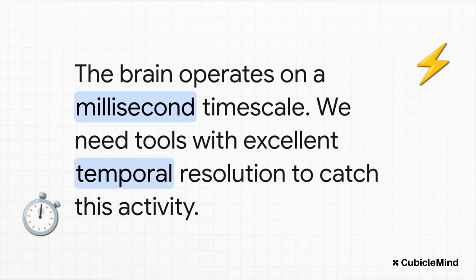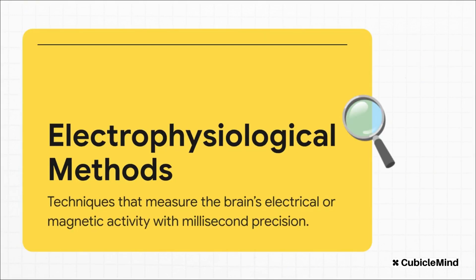So we need tools that are fast enough to catch that electrical buzz right as it's happening. We're talking about incredible temporal resolution. And that brings us to electrophysiological methods. These are the speed demons of our toolbox. Their whole job is to capture the tiny electrical or magnetic signals that your neurons give off when they fire. Their superpower is timing, down to the millisecond.